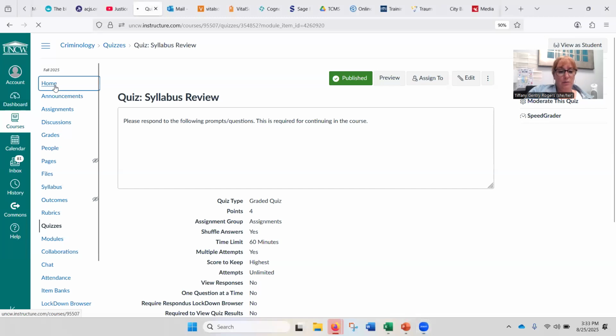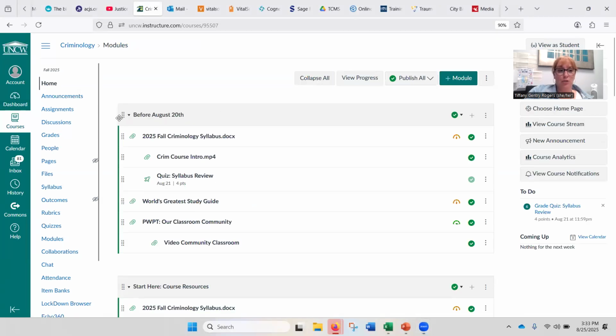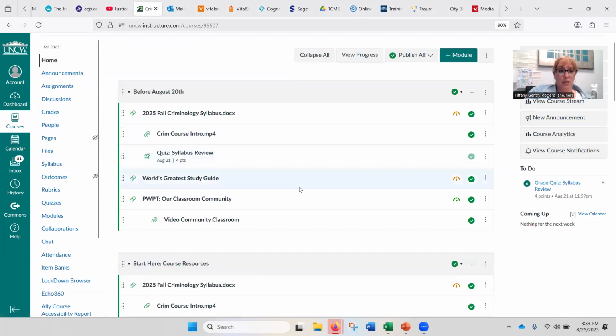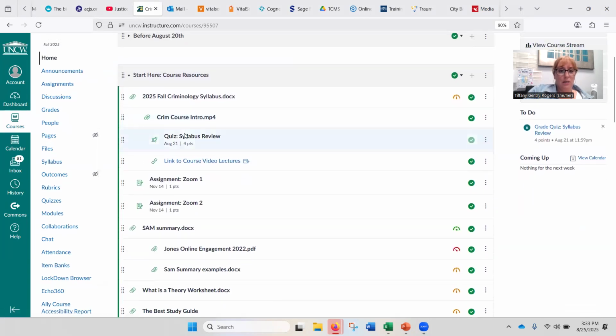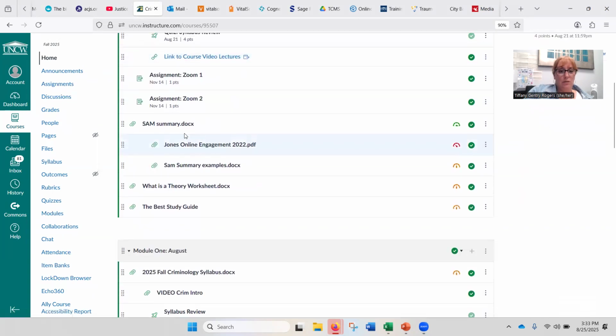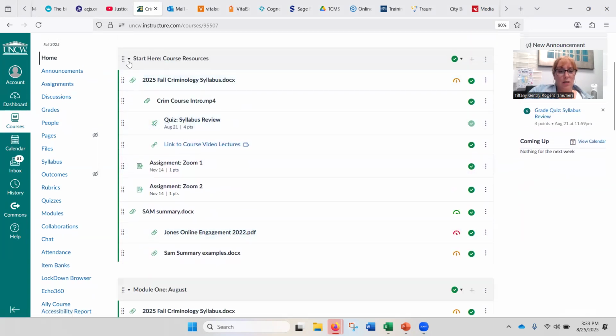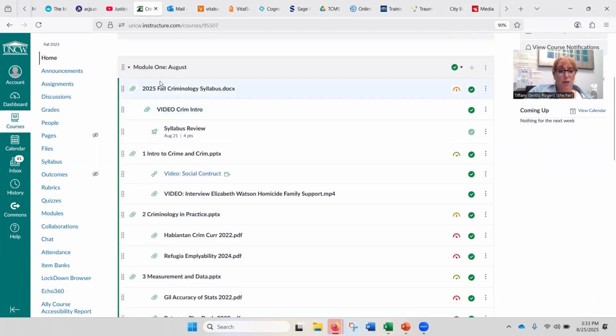So let me share, and then I try to always go through the Canvas side so that I can show you where to find it. Remember that the home page for me is modules, so you always need to click on modules. We don't really care about this, and we have gone through it. So I'm going to start with module one.